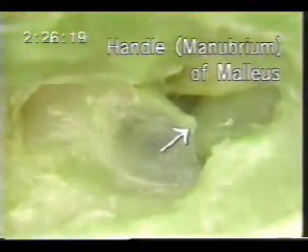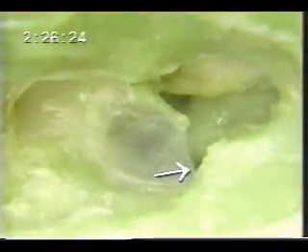Here's the handle, or manubrium, of the malleus attached to the tympanic membrane. Here below it, we can see how thin the membrane is. Now we'll remove the rest of the tympanic membrane.